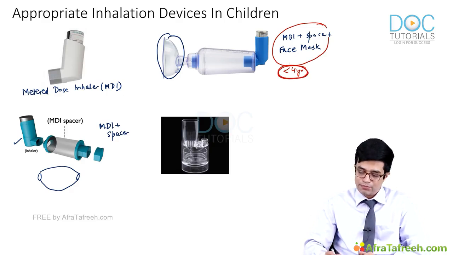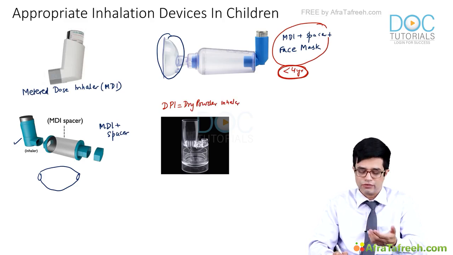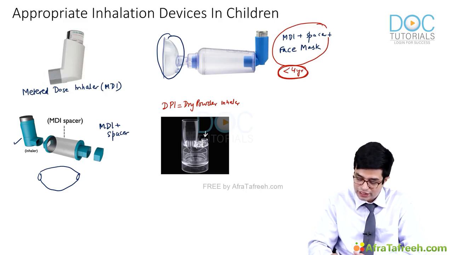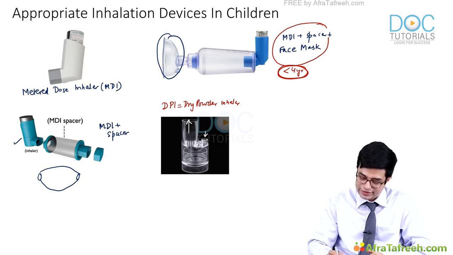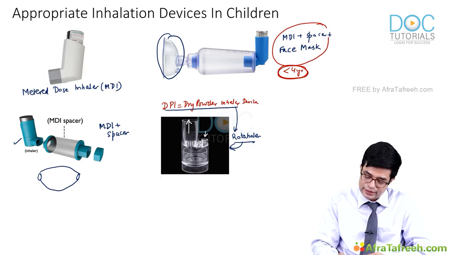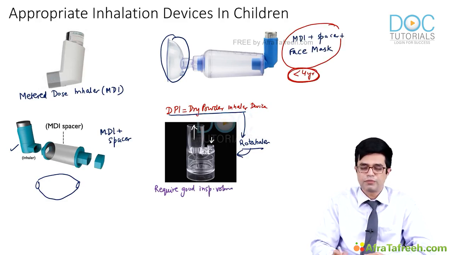The fourth device is this. This is known as a dry powder inhaler, DPI. DPI stands for dry powder inhaler. This does not require coordination, but it is useful only in older children. In a dry powder inhaler, there are capsules of medicine available. As you can see in this picture, the capsule will be put here, then the capsule will be crushed and the child will breathe from this through the mouth and inspire deeply. There are many types of dry powder inhaler. This device is called a rotahaler, which is a type of dry powder inhaler device. The problem with these devices is that they require good inspiratory volume. So very young children may not be able to use them properly.